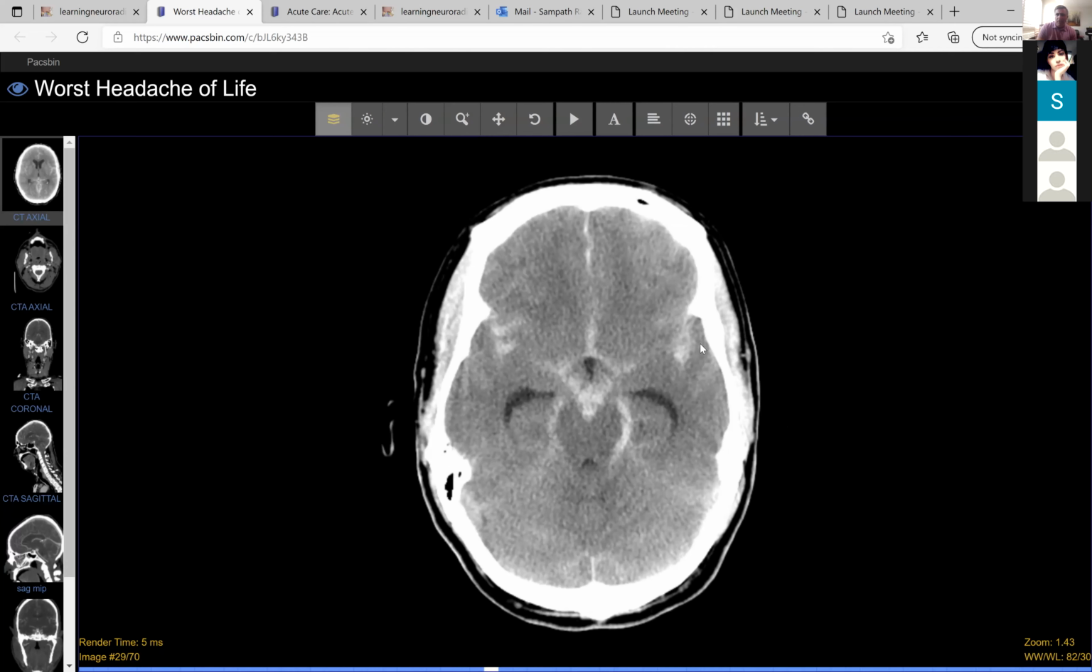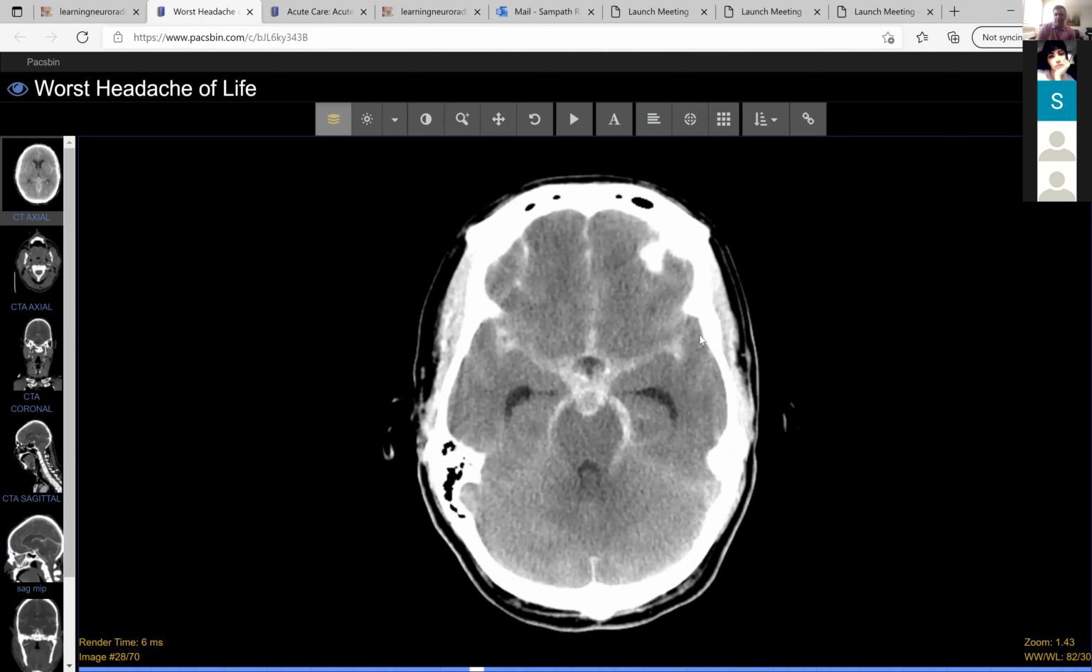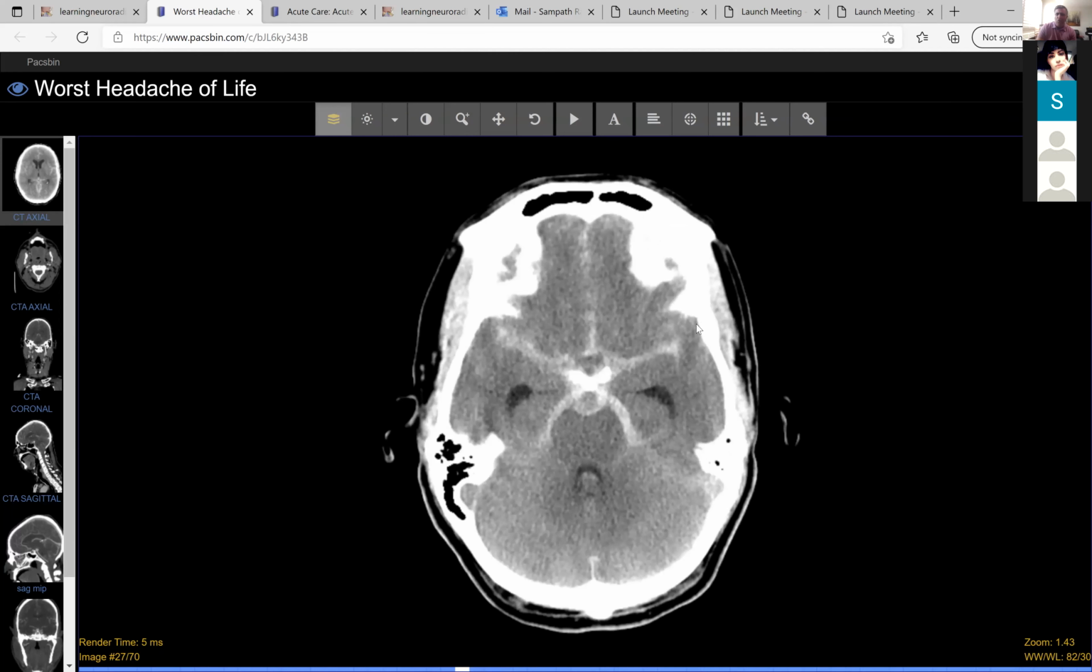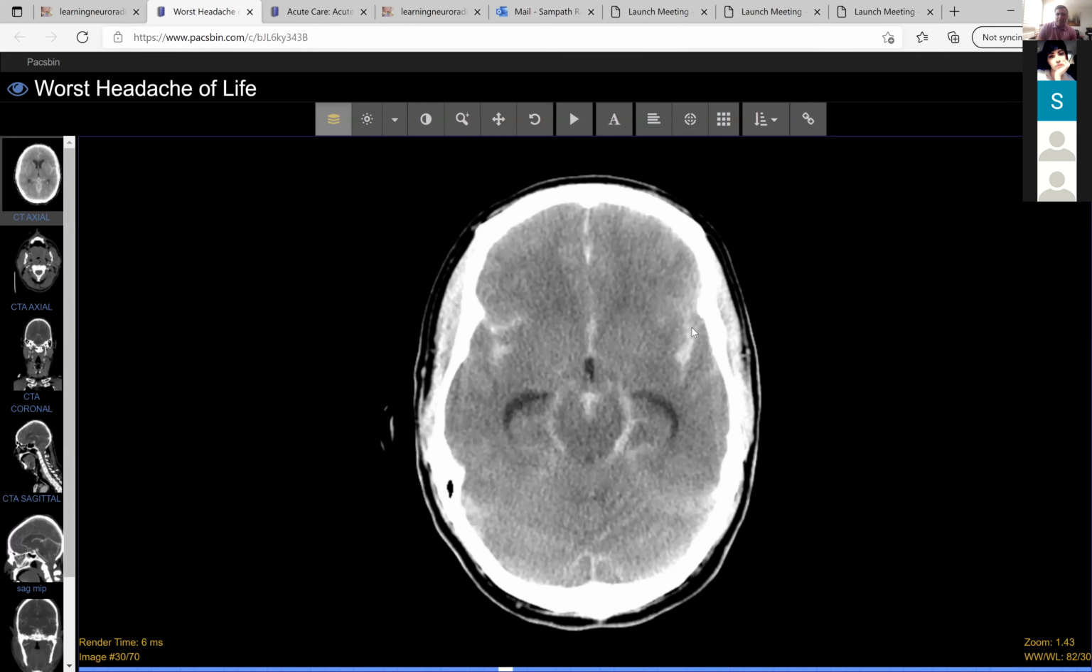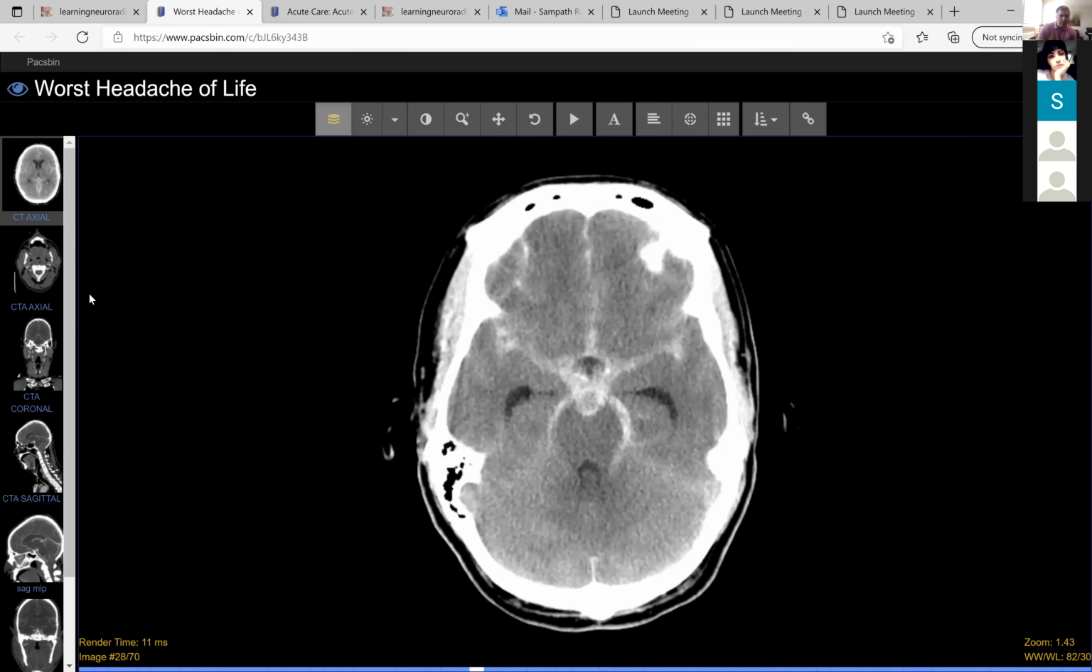Sometimes even the smallest ones, I have seen tiny ones about 2 or 3 millimeter size, actually bleed tremendously. So the size of the aneurysm and the amount of bleed sometimes have no direct correlation. You have to really keep that in mind when you read these kinds of CTs.